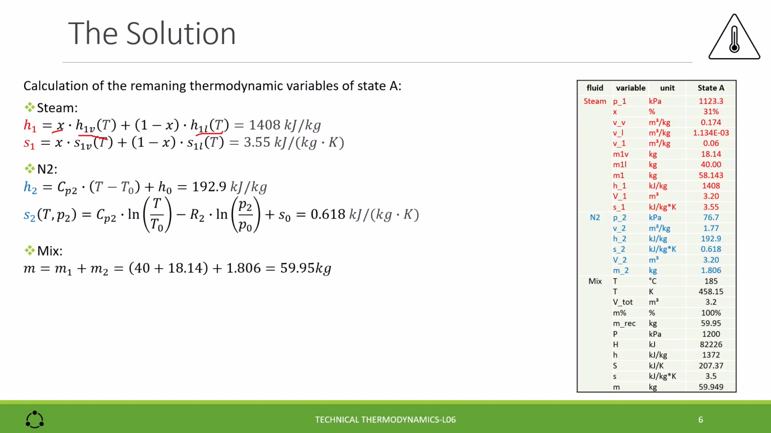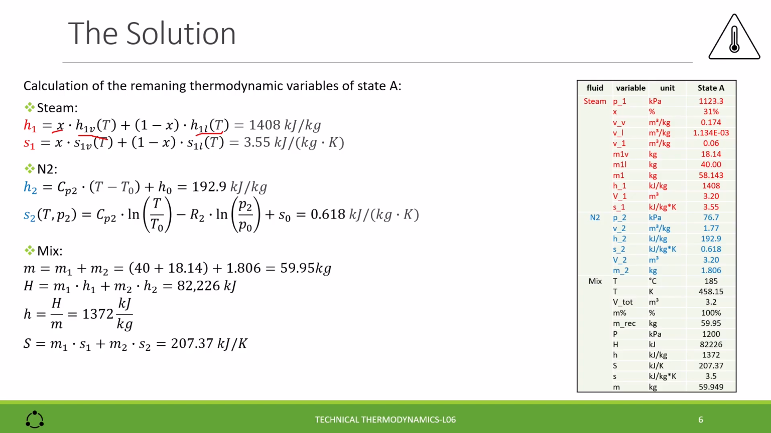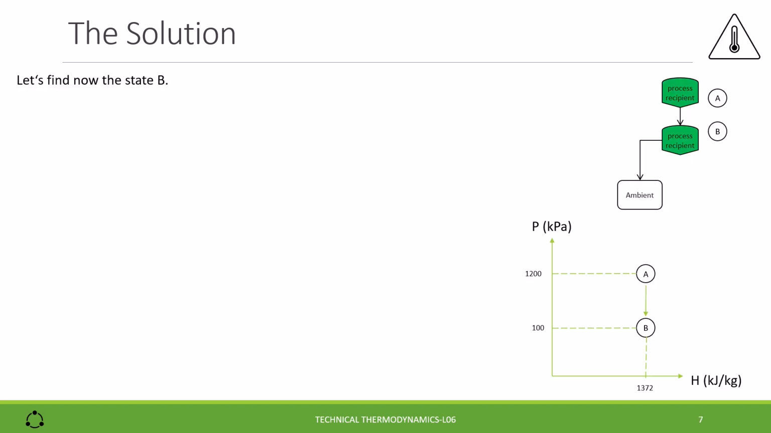For the mixture, the mass is the sum of the mass of the steam and the mass of the nitrogen. The enthalpy is the sum of the products between the masses and the specific enthalpies already calculated, and the specific enthalpy of the mixture is, by definition, the ratio between the total enthalpy and the mass of the mixture. Similar formulas we can use to calculate the total entropy and the specific entropy of the mixture. All the results are assumed in the table aside. Let's find now the state B.